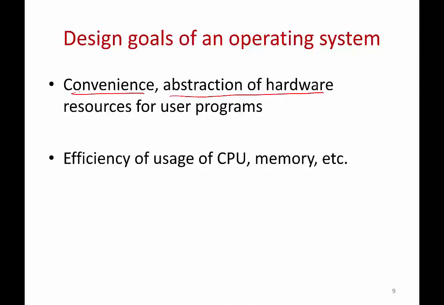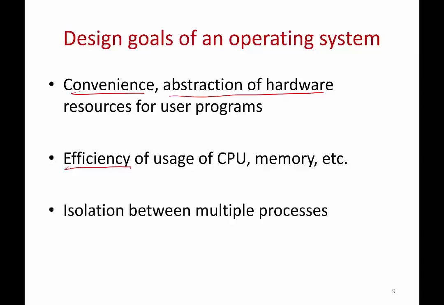Okay, and in addition to these, there are also a few other goals. For example, efficiency is another goal in the design of an operating system. When you are running processes on a CPU, the OS tries to make sure that the CPU is efficiently utilized. When it is storing the memory of processes in the physical RAM, it makes sure that not a lot of space is wasted, right? So it aims for efficiency.